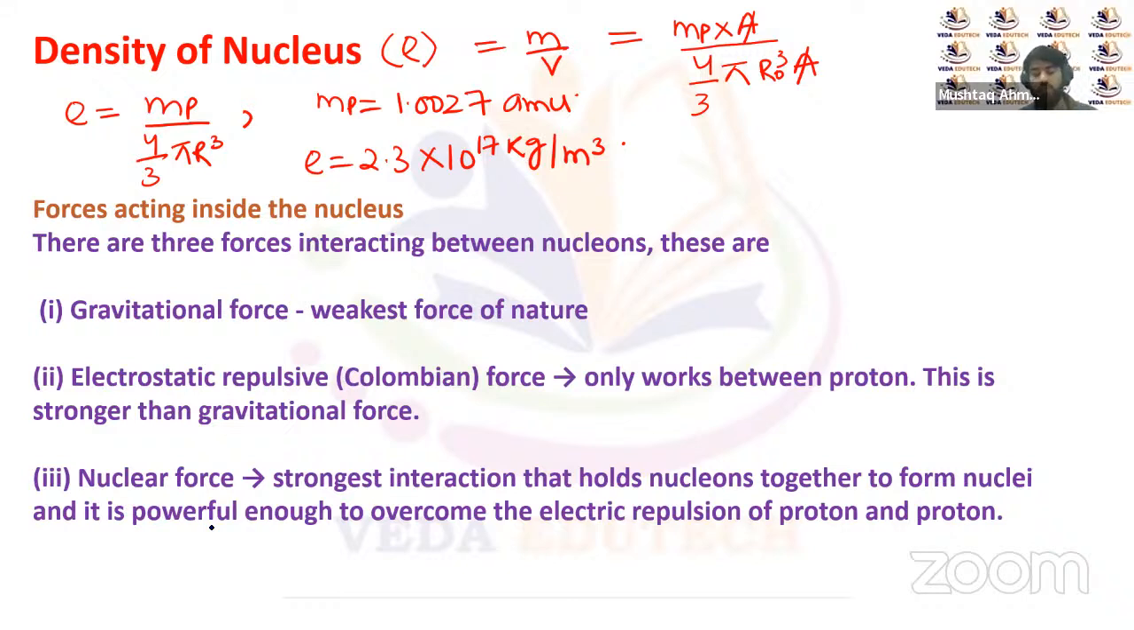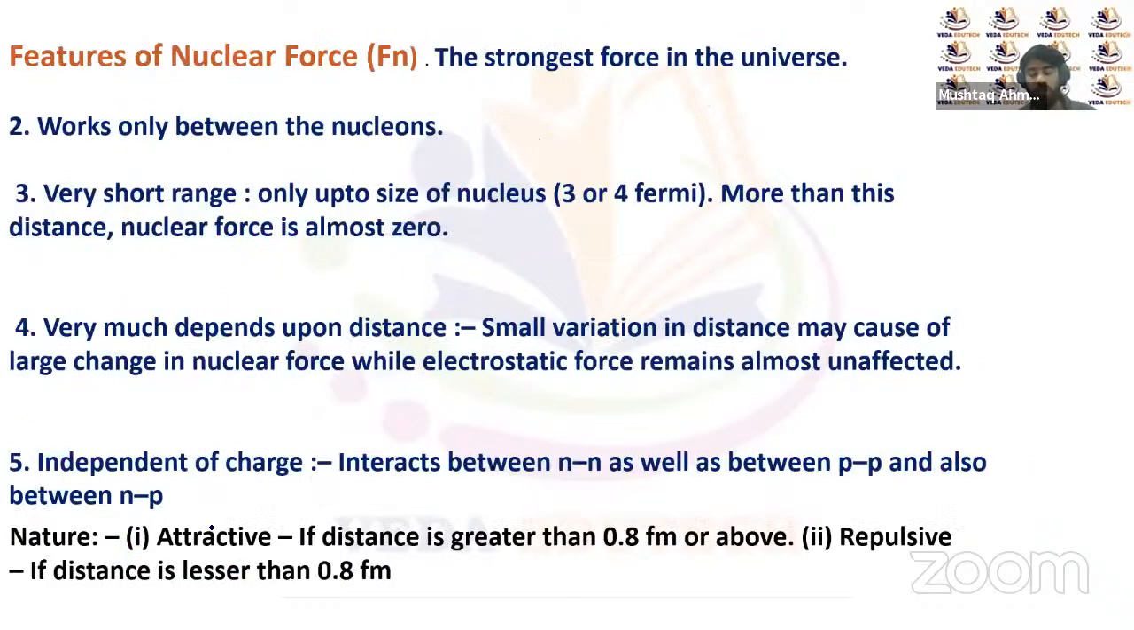So we have three forces there. One is the gravitational force, another is the electrostatic force, and the third one is the nuclear force. And nuclear force overcomes the electrostatic repulsions and holds the nucleons together to form the nucleus. So these are the different forces inside the nucleus. Now, nuclear force is a very important force. It's the strongest force in nature, and it only works between the nucleons inside the nucleus.